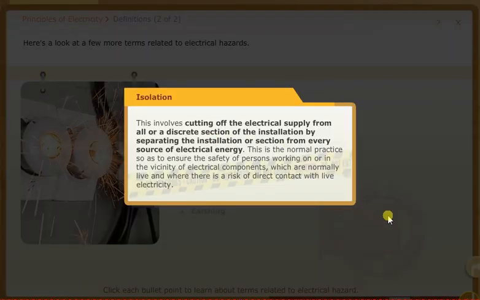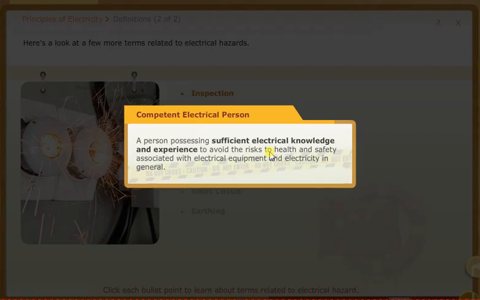Isolation. This involves cutting off the electrical supply from all or a discrete section of the installation by separating the installation or section from every source of electrical energy. This is the normal practice so as to ensure the safety of persons working on or in the vicinity of electrical components, which are normally live and where there is a risk of direct contact with live electricity. Competent electrical person. A person possessing sufficient electrical knowledge and experience to avoid the risks to health and safety associated with electrical equipment and electricity in general.